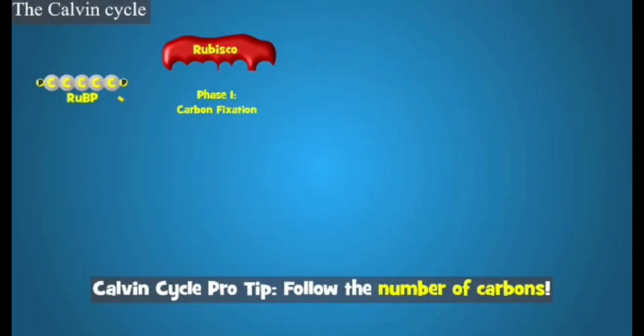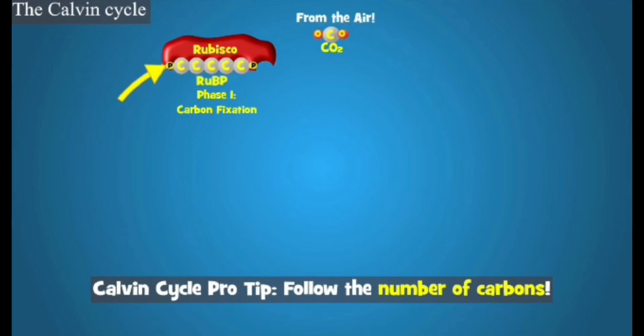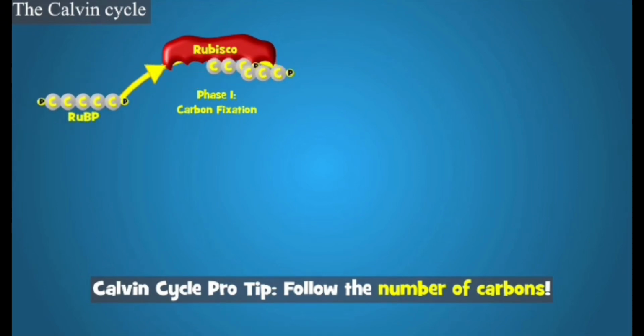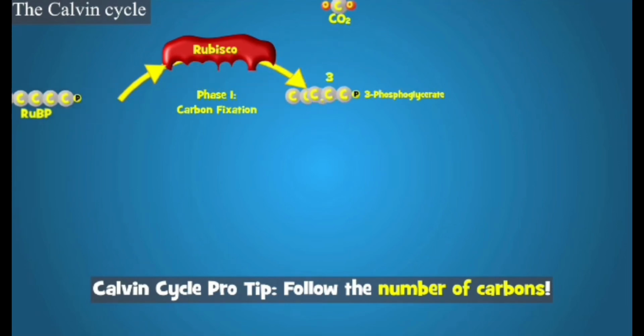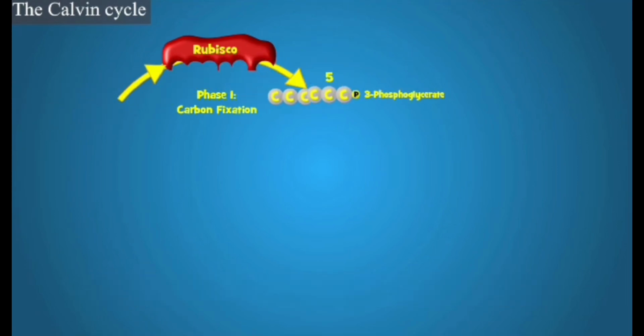First is the carbon fixation. CO2, or carbon dioxide, enters the cycle from the air. An enzyme called rubisco attaches CO2, or the carbon dioxide, to a 5-carbon molecule called RuBP, or ribulose bisphosphate.